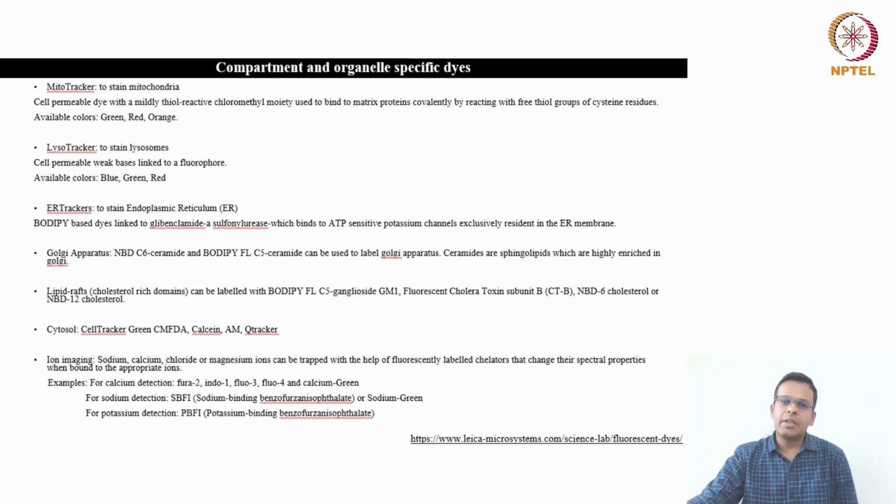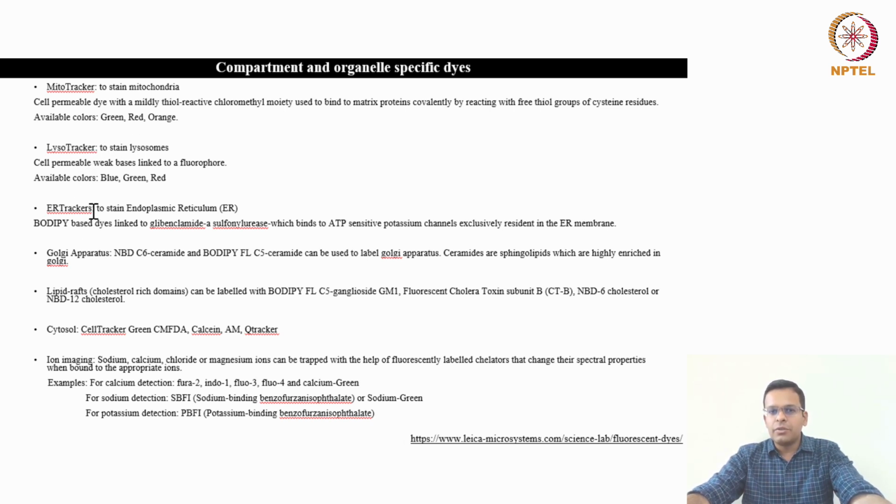Similarly, several other compartment and organelle specific dyes are available commercially. Let's say mitotracker. So mitotracker is used to stain mitochondria, and this is a cell permeable dye which is available in different colors like green, red, and orange. Okay, so you have to decide whether you want to see mitochondria in green color or red color or orange color, and use that specific mitotracker dye, and you can label your mitochondria in any of these colors. Similarly, the lysotracker dye is used to stain lysosomes.